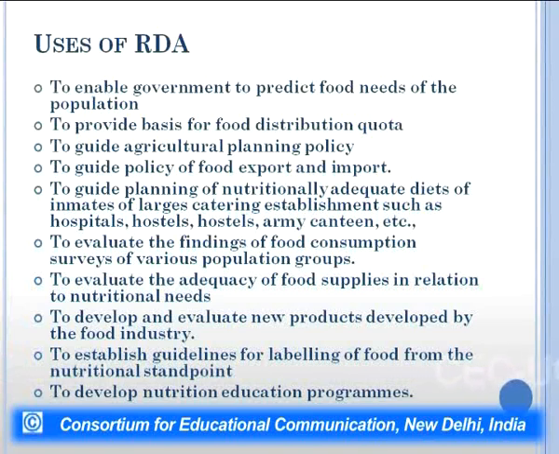Through RDA, we come to know about the needs of the population, because we have the statistics, we know about the elder woman, adolescent, girl, boy, children of different age, and accordingly it can be calculated, and it helps in food production also. It provides basis for food distribution quota. It guides agricultural planning policy. It also guides policy of food export and import, and guides planning of nutritionally adequate diets of inmates of large catering establishments such as hospitals, hostels, army canteen, etc.